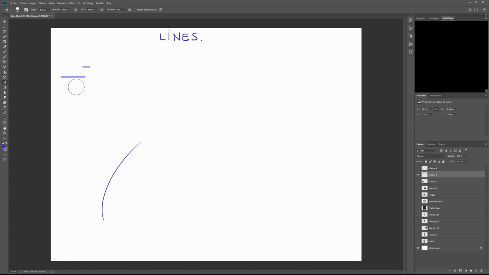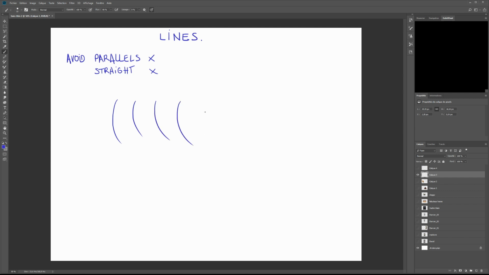So first try to avoid parallels and straight lines. You don't want that. Okay, so next thing, we are going to create some curves now. So let's make some curves. Here is a curve, and here is a curve, and here is a curve, and a curve, and a curve, and a curve. Okay, so that's better, but it's still very boring.